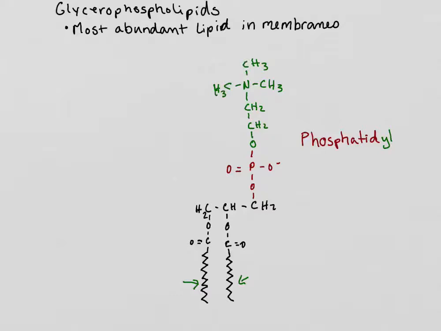Don't feel bad if you don't recognize this right offhand. This is called phosphatidylcholine. Phosphatidylcholine is actually the most abundant glycerol phospholipid in the membranes of red blood cells. In fact, there are 21 types of phosphatidylcholine in a red blood cell membrane. And you might think, well, how is that even possible?